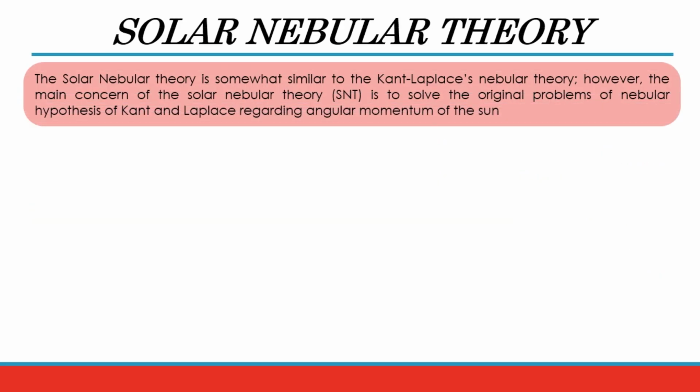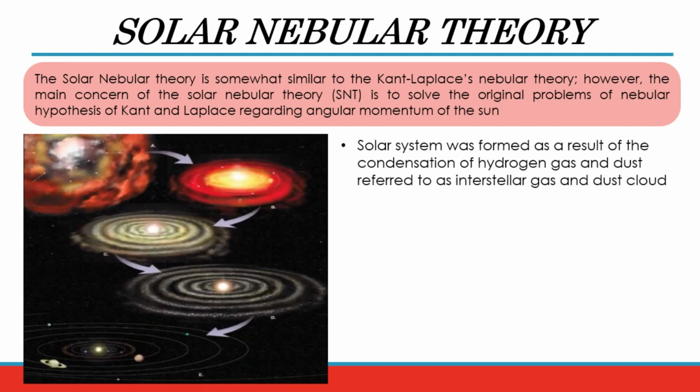And lastly, we have the solar nebular theory. The solar nebular theory is somewhat similar to the Kant-Laplace nebular theory. However, the main concern of this theory is to solve the original problems of nebular hypothesis of Kant and Laplace regarding the angular momentum of the sun. The solar system was formed as a result of the condensation of hydrogen gas and dust, referred to as the interstellar gas and dust cloud.